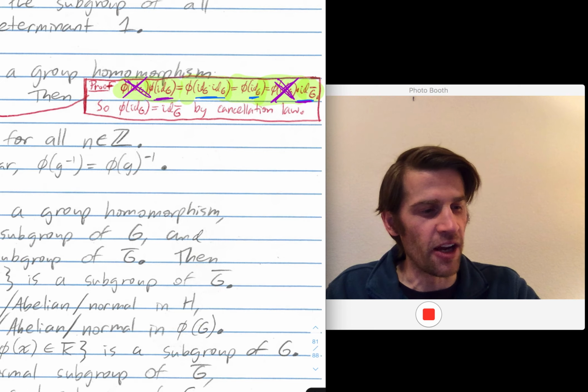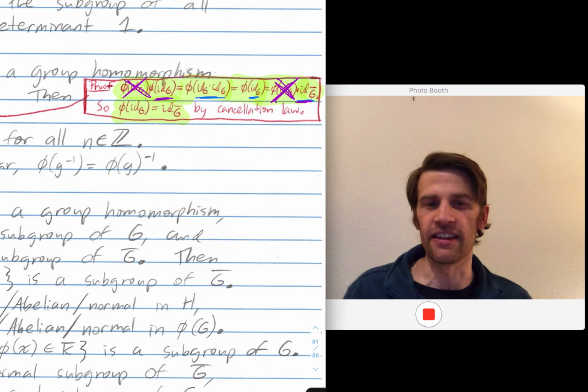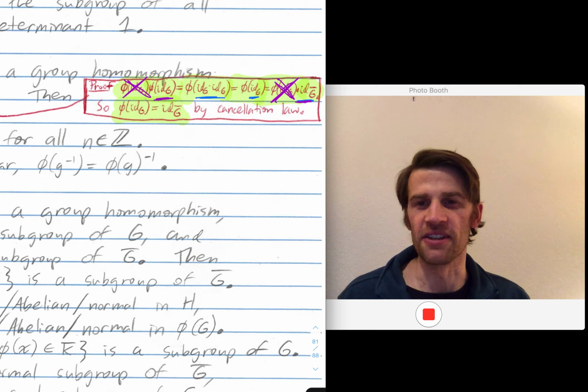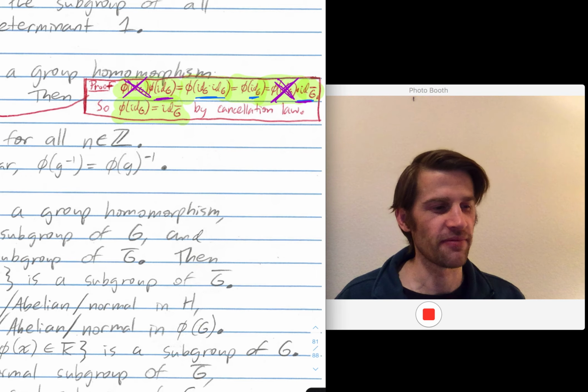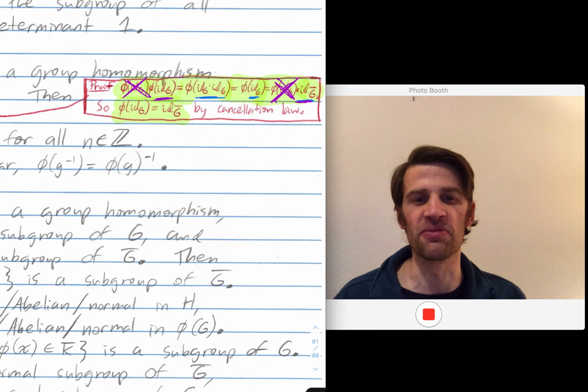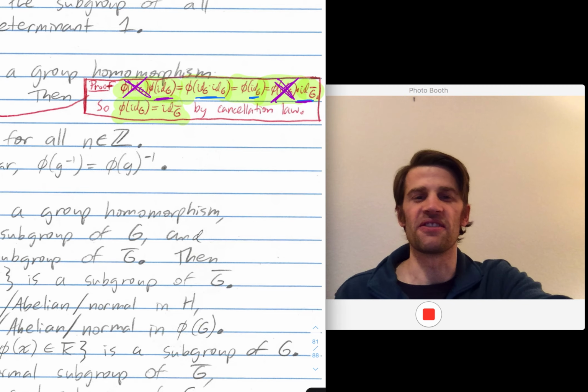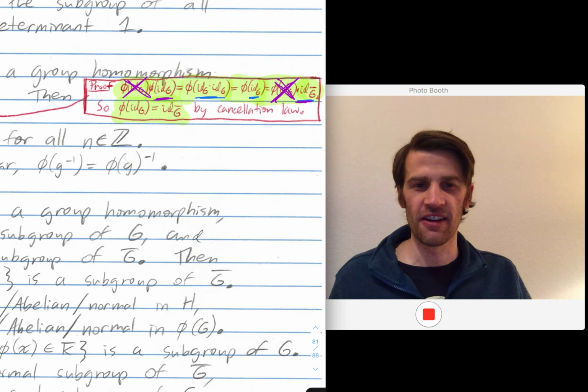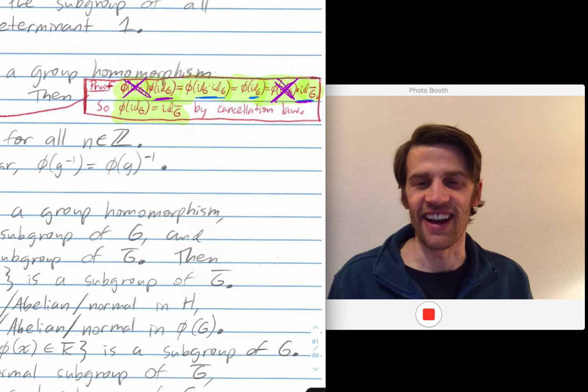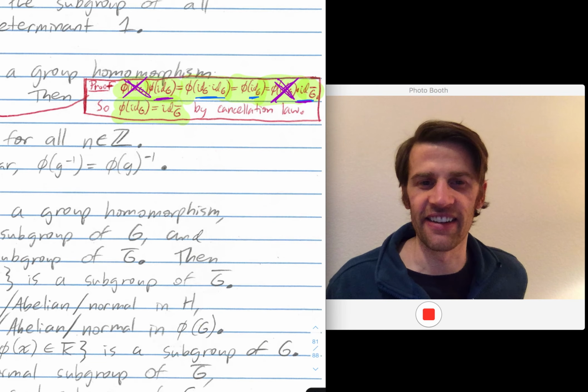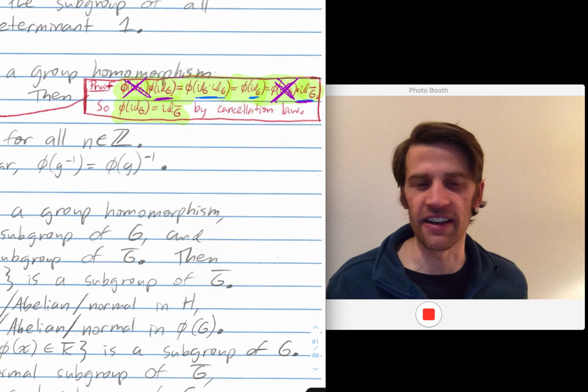So I apply cancellation to get that phi, my homomorphism, is mapping the identity in G to the identity in G bar. Do you like that? That's sort of a cute proof. It's one of those proofs that might be hard to come up with yourself, but once you see it, you can sort of understand it and then try to commit it to memory.